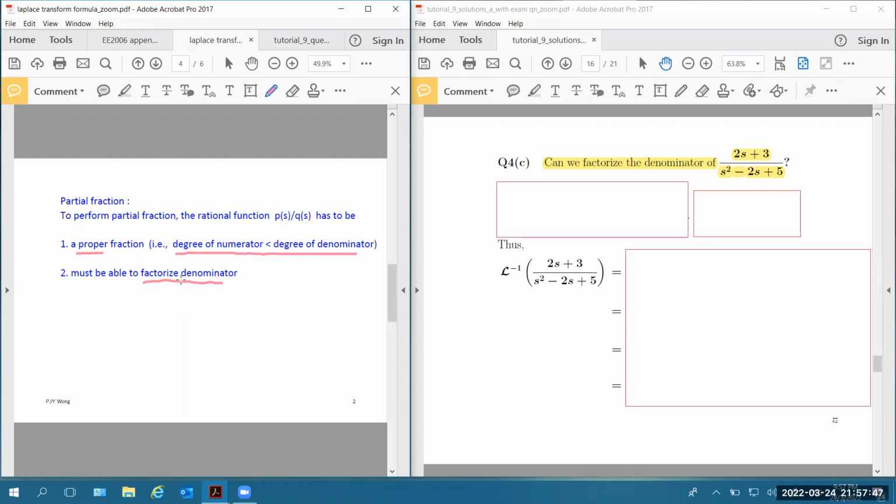So can we factorize the denominator? That's the question. This one, they didn't factorize for me, right? So it's s squared minus 2s plus 5. Can we factorize the denominator? If we can, then we can go and do partial fraction.